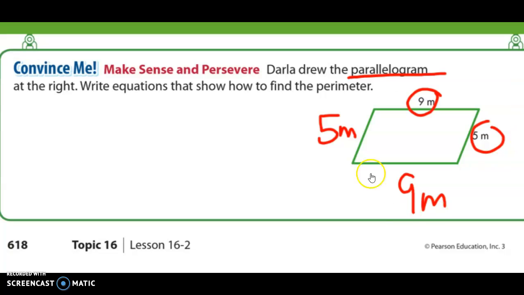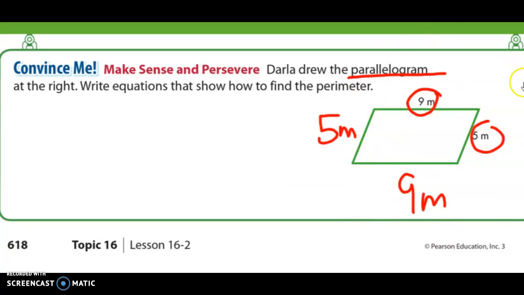Okay? So that's why we have to know those shape attributes that we talked about a lot in the last chapter, because when we're trying to find perimeter, it's important that we know, hey, are these opposite sides equal or are they not? Is there a way to find out the missing side? Because sometimes there might not be.